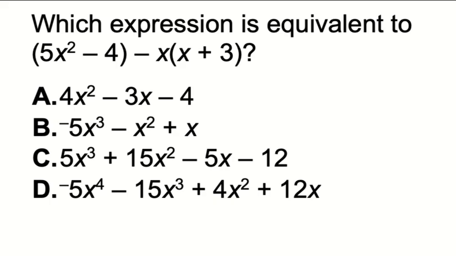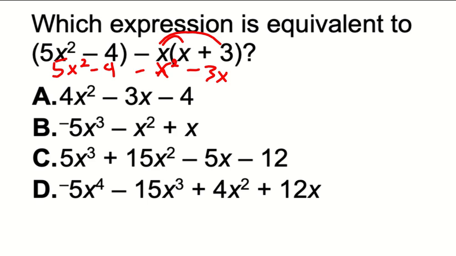All right, so first thing you gotta do, you gotta distribute. So the x gets multiplied. So I got 5x squared minus 4. That parentheses doesn't really matter at this point. When I distribute there, I've got minus x squared. I'm going to distribute that minus x also. And then I've got a minus 3x.